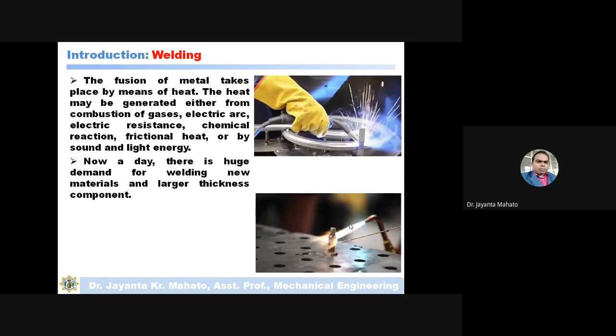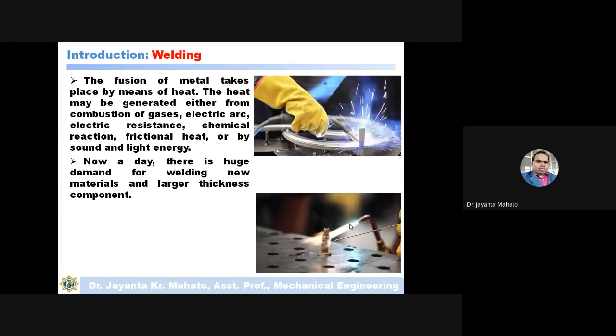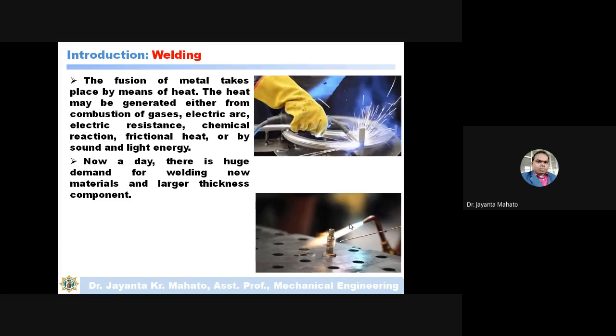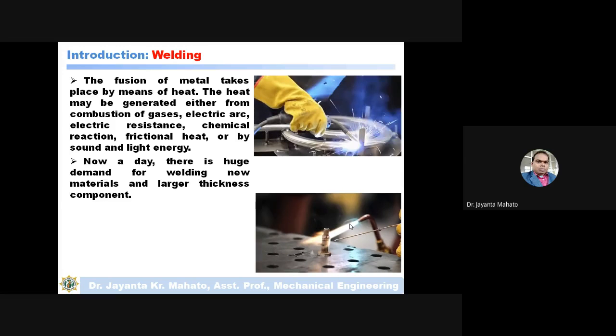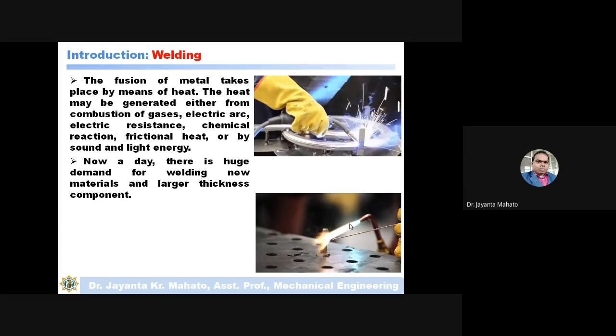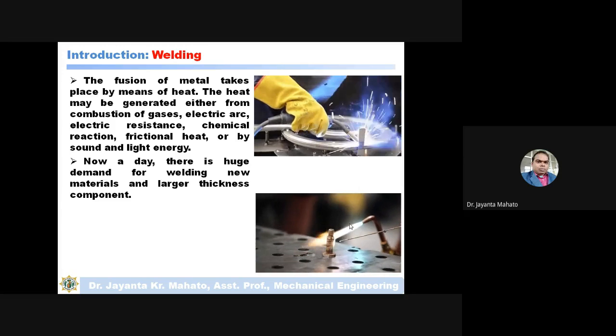So nowadays there is a huge demand for welding new materials and larger thickness components. It means this welding process has very wide applications. Welding, suppose all of you have seen the welding process.